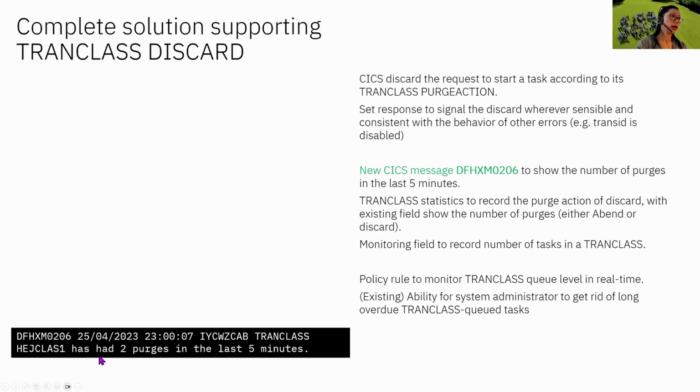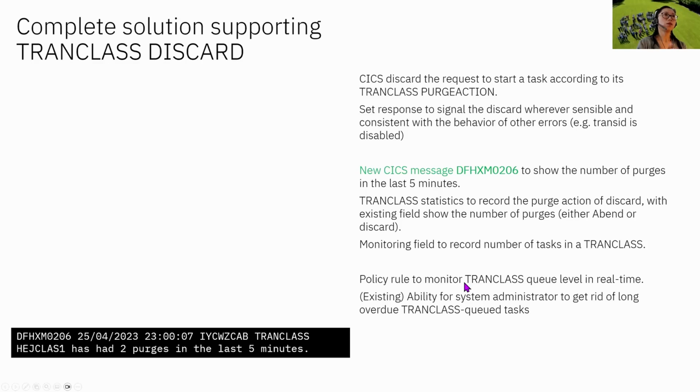An example message is showing here. It says a tran class has had 2 purges in the last 5 minutes. This message gives you a more active view of what's happening in the CICS region, although those purges are already recorded in the CICS statistics. You will also see the purge action configuration in the tran class statistics, and the monitoring field will also record the number of queued tasks for the tran class when the task is started.